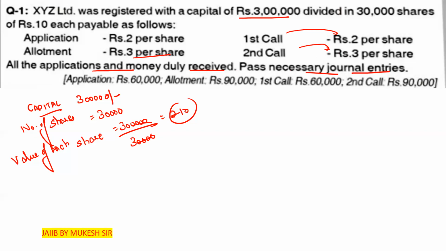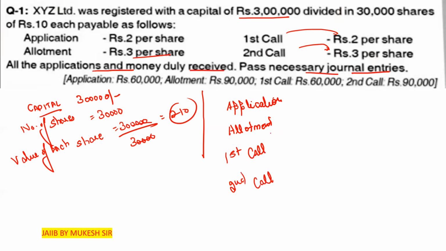So there are 4 steps for issuing shares. The first one is the application. The second one is allotment. The third one is the first call. The last one is the second call, or we can say the final call.